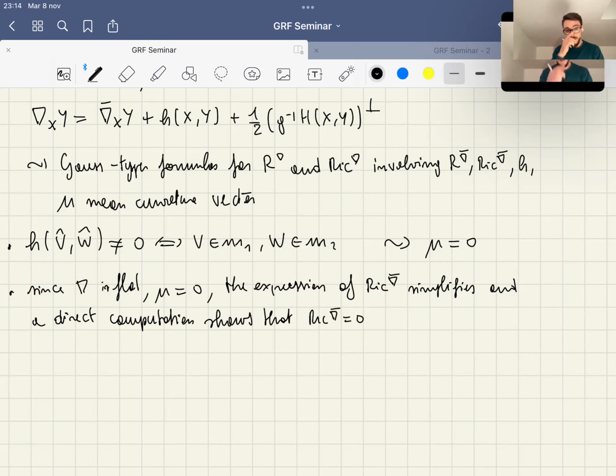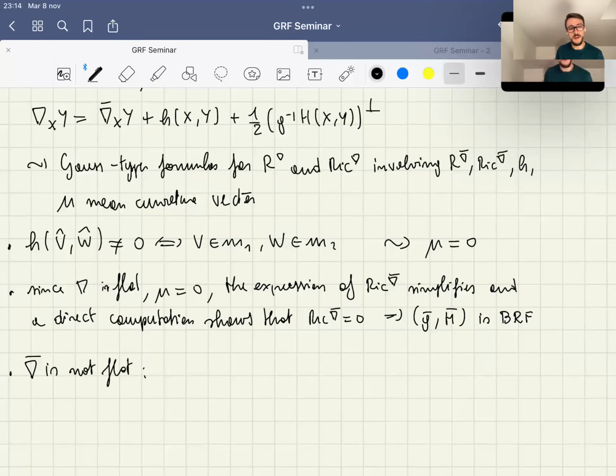And so now the problem consists in showing that this pair overline G overline H, which is a BRF pair, according to the definition I gave before, is not trivial, so the connection is not flat.